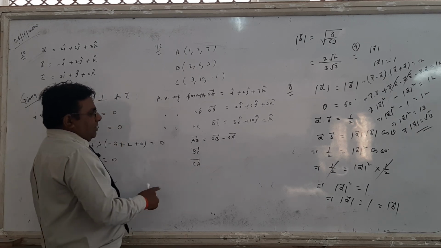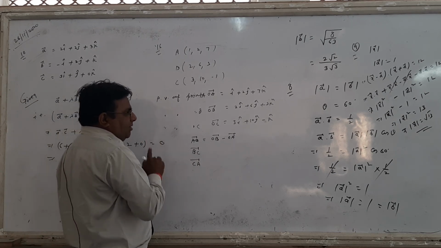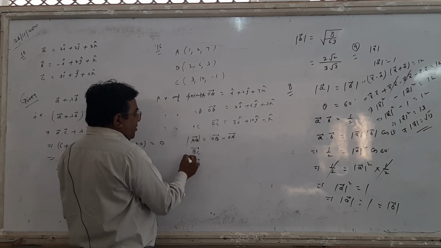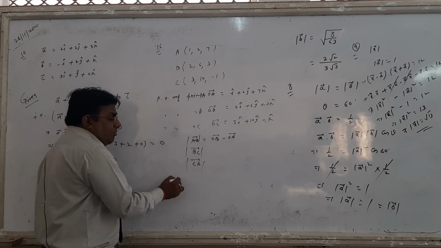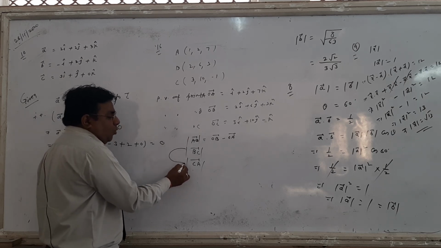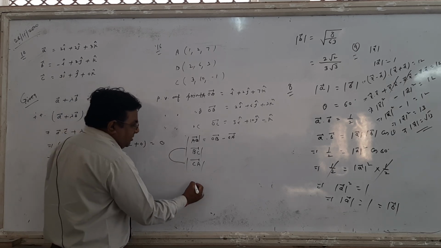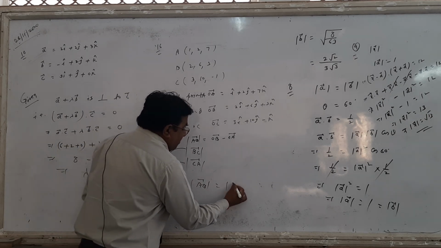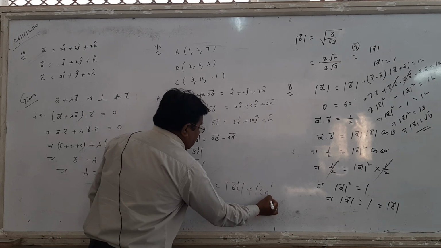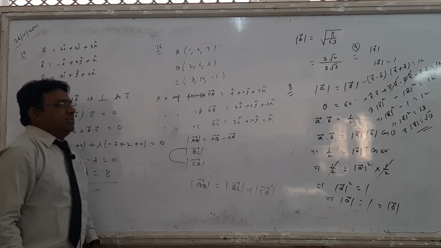Find all three vectors: vector AB, vector BC, and vector CA. After finding them, find the magnitude of vector AB, the magnitude of BC, and the magnitude of CA. If the sum of any two magnitudes is equal to the third, that is, the magnitude of vector AB equals the magnitude of vector BC plus the magnitude of vector CA, then the 3 points are collinear.